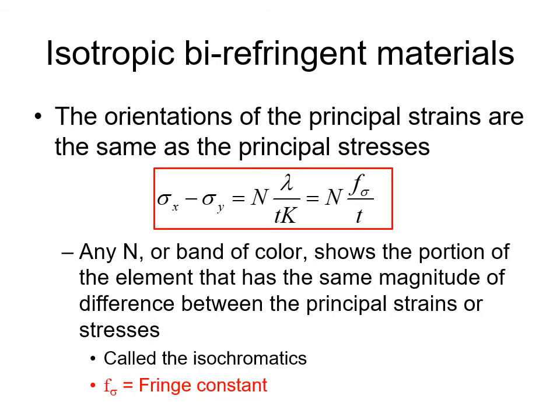Now if we take a look at our isotropic birefringent materials, the orientations of the principal strains are the same as the principal stresses. So we have our sigma sub x minus sigma sub y is equal to our n here times our wavelength lambda over tk. Again, this reduces down to n times f sub sigma, where f sub sigma is our fringe constant, over t. So any n or band or color shows the portion of the element that has the same magnitude of difference between the principal strains or stresses.